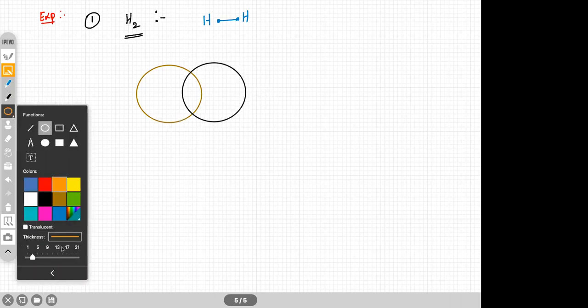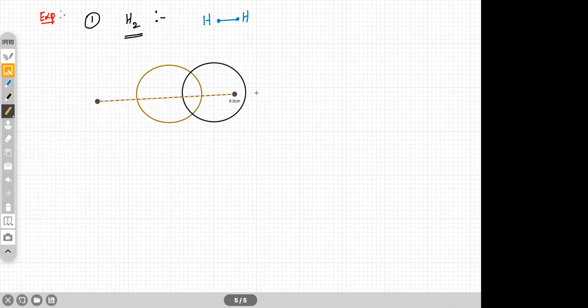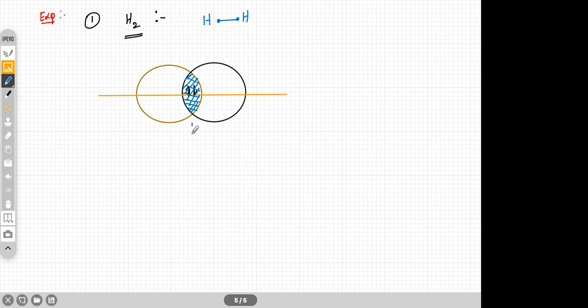Okay, this is the internuclear axis. Both orbitals contain one electron. Right? One electron. And along the internuclear axis, overlapping takes place and it forms a sigma bond. So this is the axial overlapping we have. You can easily understand this. This line is the internuclear axis.